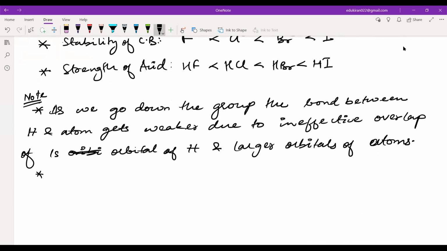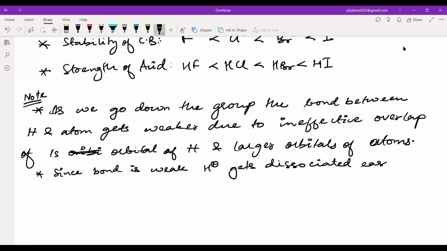Since the bond is weaker, bond is weak, H plus gets dissociated easily.